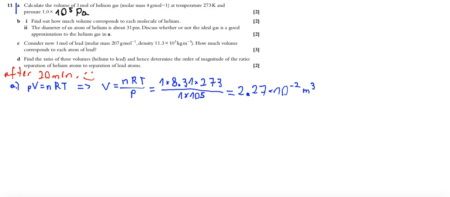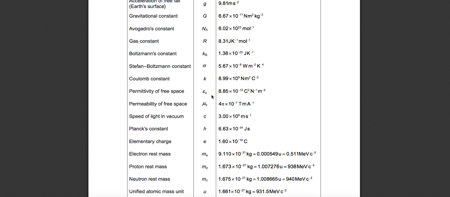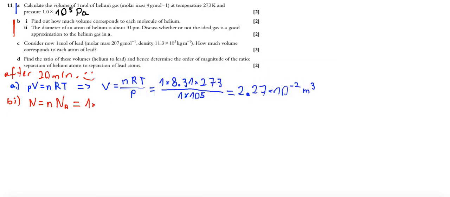B, B1 and B2 by using red color. Okay, find out how much volume corresponds to each molecule of helium. Okay, so first of all, you have to find the number of molecules. I hope that you remember the equation that the number of molecules is the number of moles times the Avogadro constant, because a mole contains the Avogadro constant of molecules. Yes, we have 1 mole and the Avogadro constant is given in your data booklet. It's somewhere here, 6.02 times 10 to the power of 23.